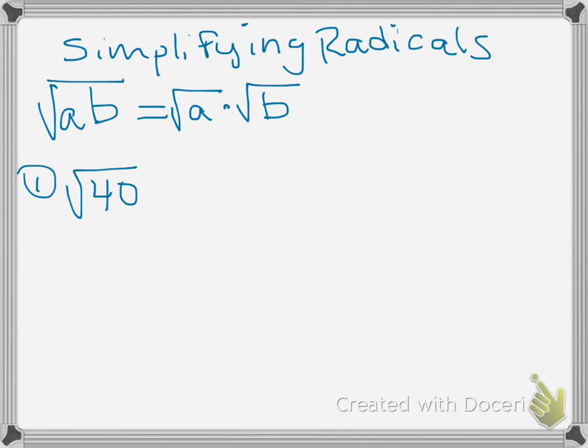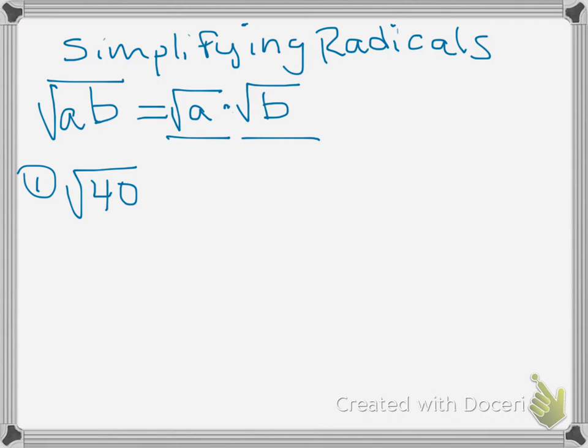This lesson on simplifying radicals is meant to be a refresher from your Algebra 1 instruction. The multiplication property of simplifying radicals is the square root of a times b equals the square root of a times the square root of b. So let's take a look at an example.